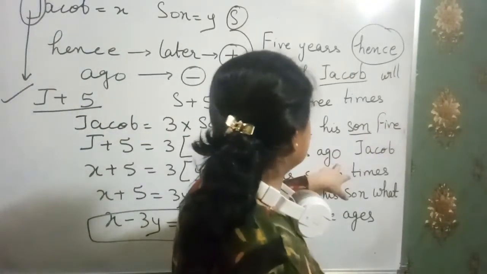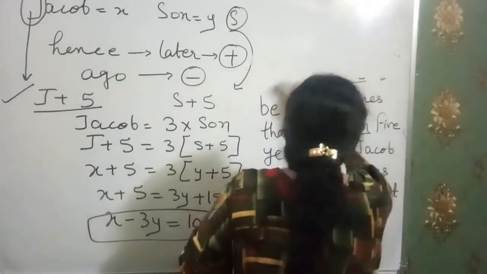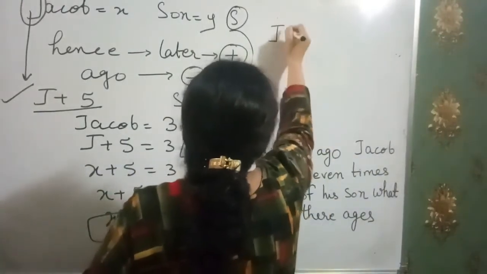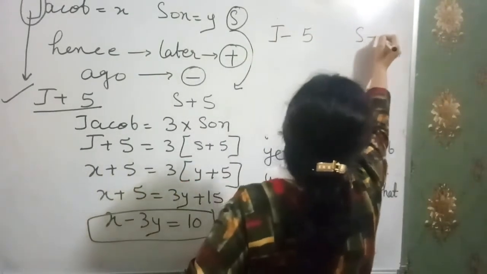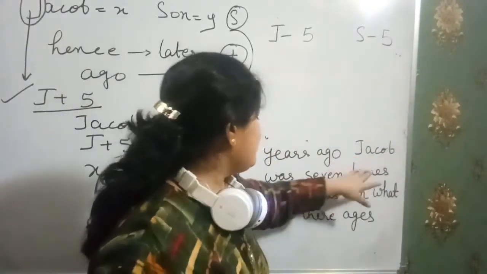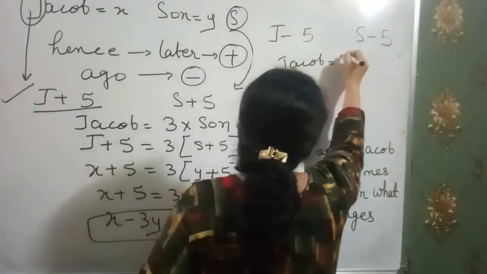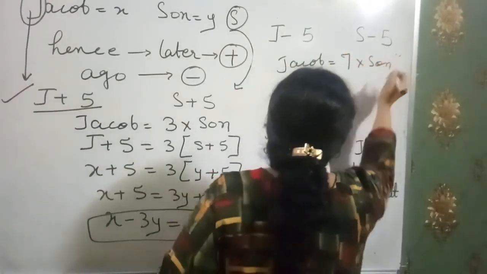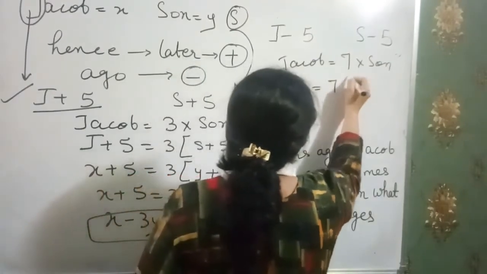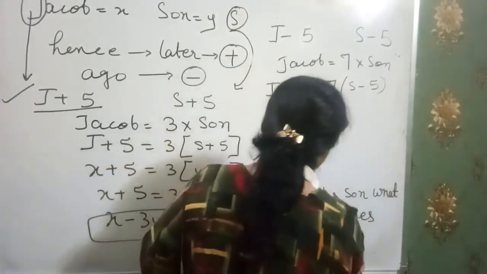5 years ago. Now for 5 years ago, what we do? We just subtract the age. That means age of Jacob is j minus 5 and age of son is s minus 5. Jacob was 7 times that of his son. That means j minus 5 is 7 times s minus 5. Okay. Now do the same process.